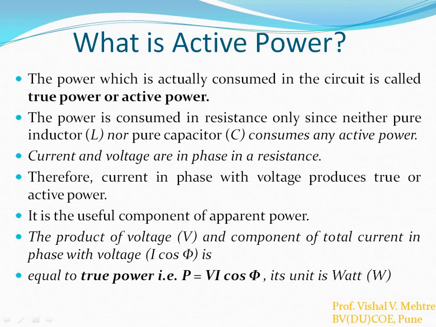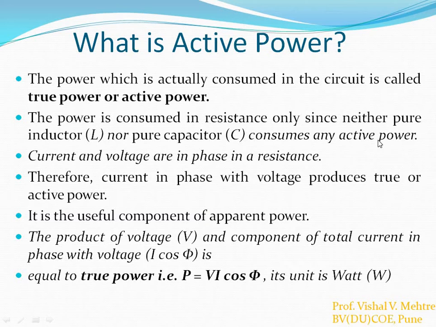So let us understand the next important part of the apparent power. What is the active power? Active power is the actual power that is being consumed in the circuit. As mentioned, whatever electrical appliances are connected, they consume power to give a certain output. Those are called active power, or it is also called true power. The power is consumed in resistances only.